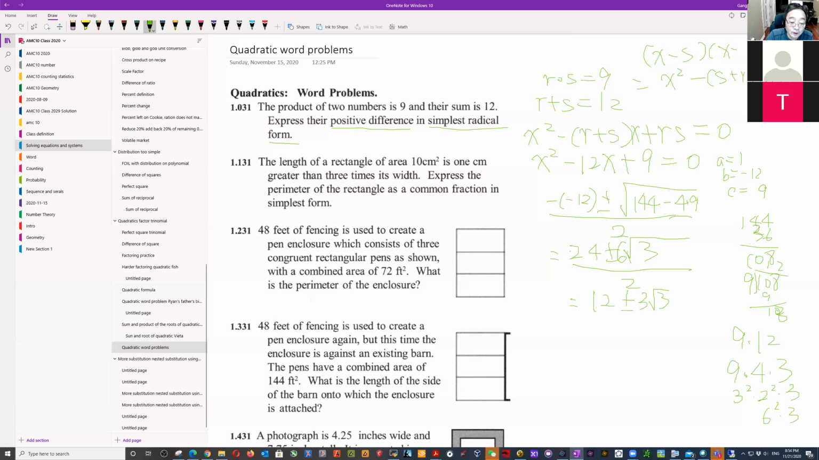It's asking for the positive difference in simplest radical form. One of the roots is 12 plus 3 square root of 3. The other root is 12 minus 3 square root of 3. Subtracting, the 12 is canceled out, and minus a minus becomes plus. So it's going to be 6 square root of 3.